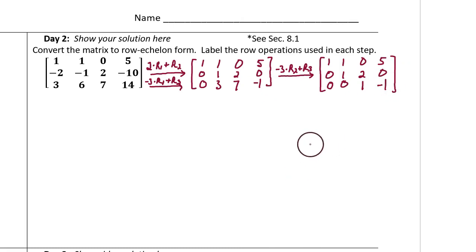This is row echelon form. It has the diagonal sequence of 1s, and below those leading 1s are zeros.